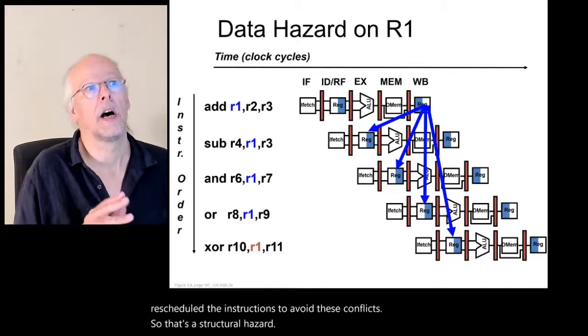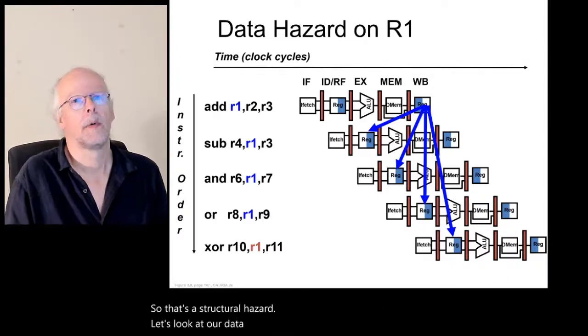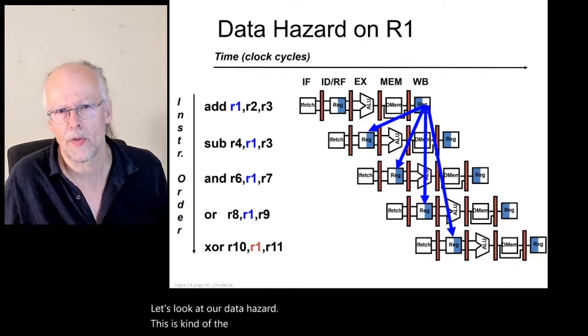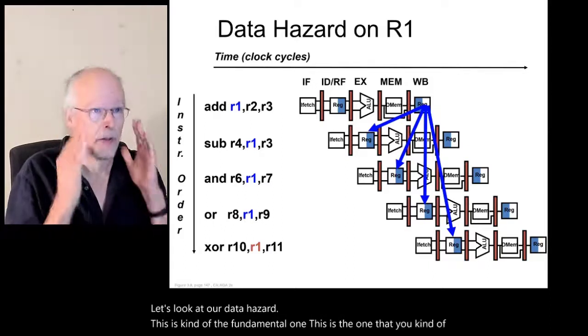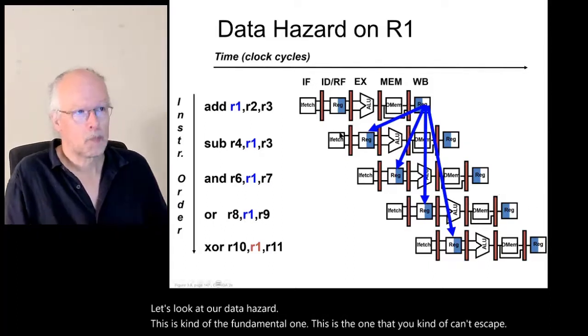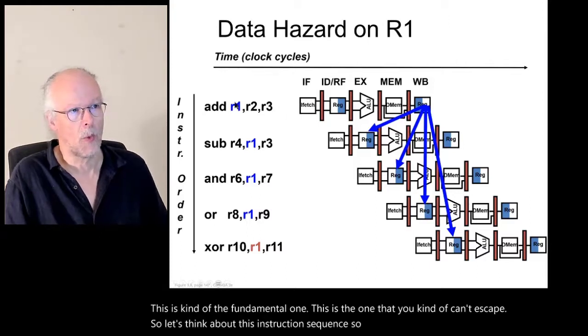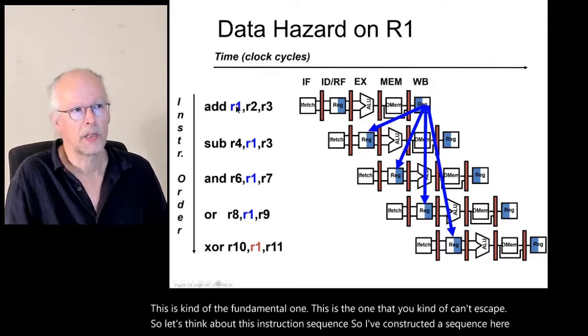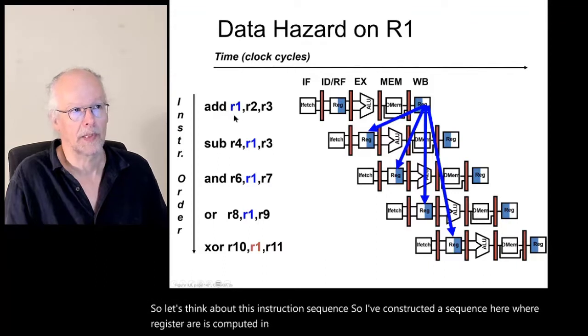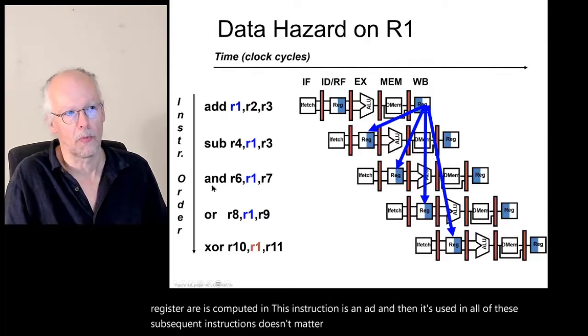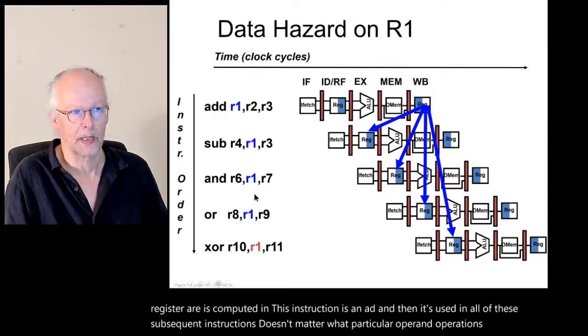Let's look at a data hazard. And this is kind of the fundamental one. This is the one that you kind of can't escape. So let's think about this instruction sequence. So I've constructed a sequence here where register R1 is computed in this instruction as an add, and then it's used in all of these subsequent instructions. It doesn't matter what particular operations they are. The important thing is that they're all used.